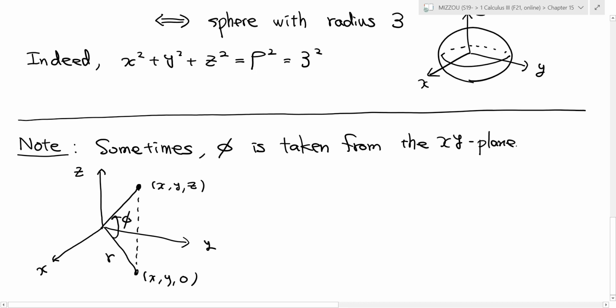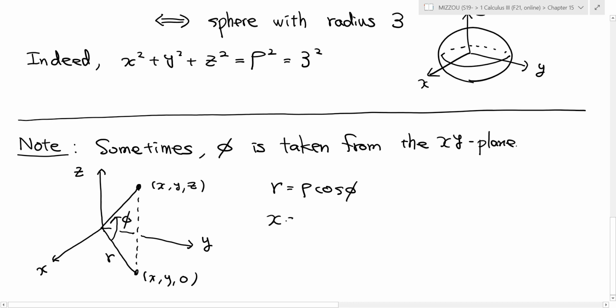Like maybe in physics or mechanics or some other subject which uses a three-dimensional coordinate system. Sometimes they use phi in this way, so be careful. So in this case, of course, r is equal to rho. So in this case, r is equal to rho cosine phi instead of sine phi.